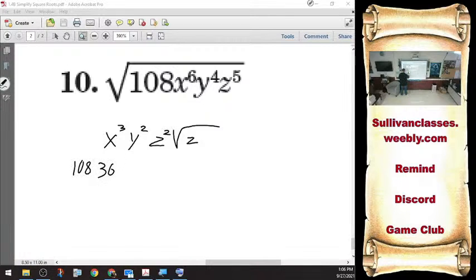Okay. So this is the first one to come up here and go for the big perfect square instead of breaking it all up, which is good. I want you to see different ways of doing this. Okay, 36 is the biggest perfect square that goes into 108.